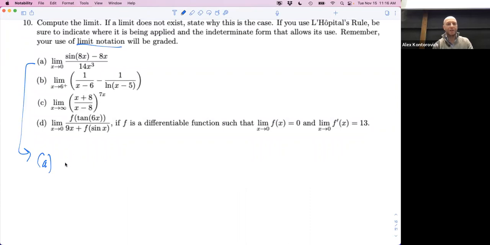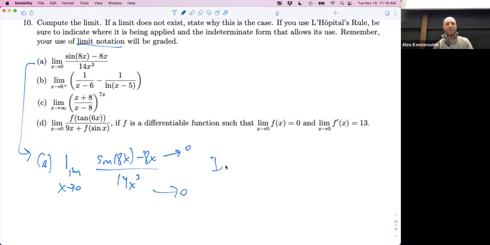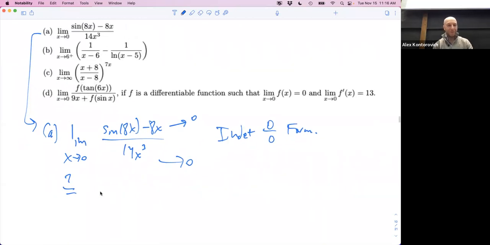Okay, I have a limit. I'm just going to rewrite it here so I have room to work. Sine of 8x minus 8x over 14x cubed. What's happening to the numerator? That's going to 0, that's going to 0, that's going to 0. So this is going to 0. What's happening to the denominator is 0. Okay, so indeterminate 0 over 0 form. So I can use L'Hopital. Now, whether I succeed in using L'Hopital remains to be seen.